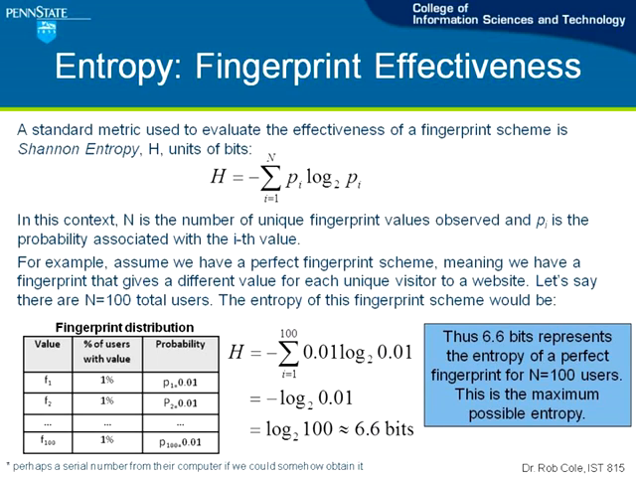Let's consider a specific example in the context of fingerprinting. Assume we have a perfect fingerprint scheme, meaning we have fingerprint data that gives us a different value for each unique visitor to a website. Let's say there's n equals 100 total users. The entropy of this fingerprint scheme would be about 6.6 bits, as I show here. This is the maximum entropy possible for a distribution with 100 different values, because the probabilities are spread evenly over all 100 values. With this perfect scheme in mind, let's now consider a more real-world example.